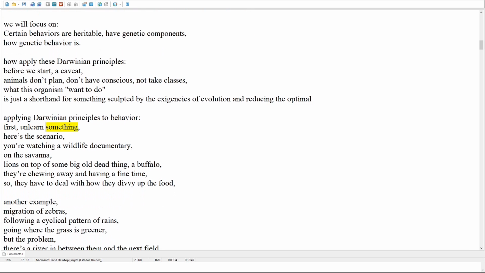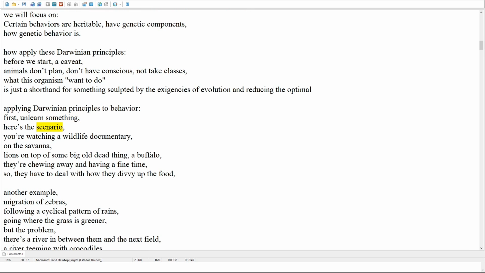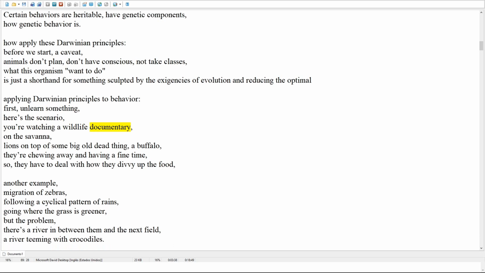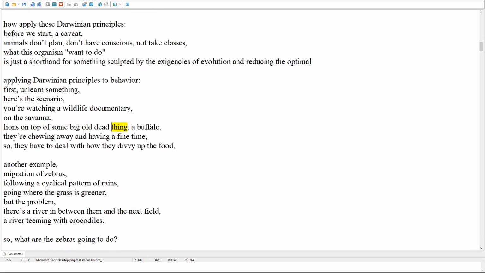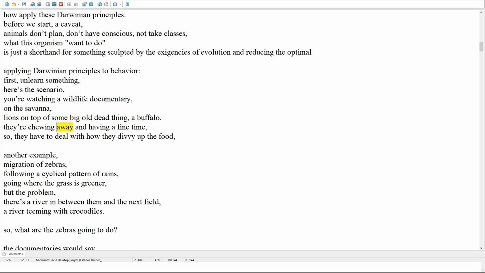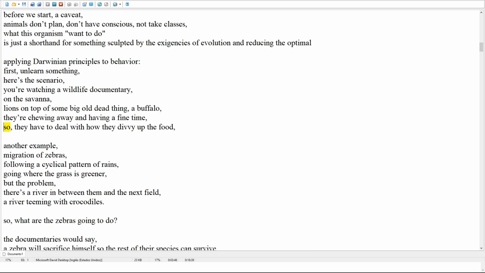First, unlearn something. Here's the scenario. You're watching a wildlife documentary on the savannah. Lions are on top of some big old dead thing, a buffalo. They're chewing away and having a fine time. So, they have to deal with how they divvy up the food.